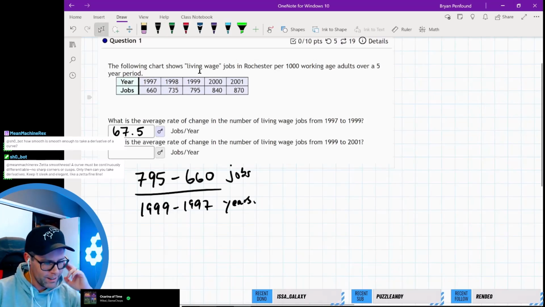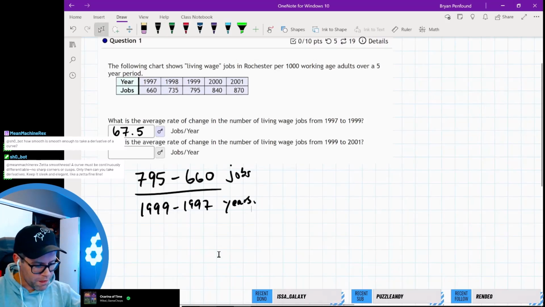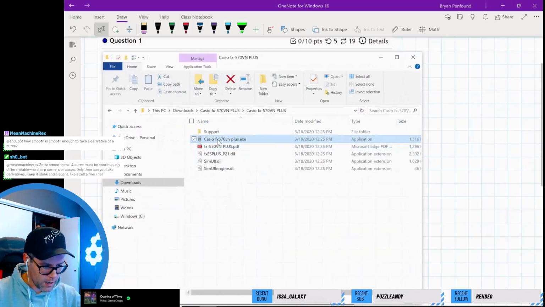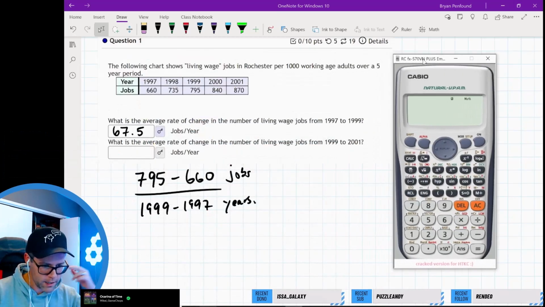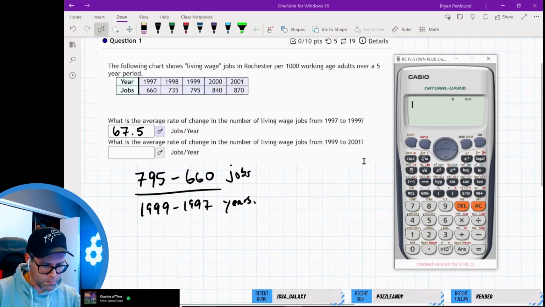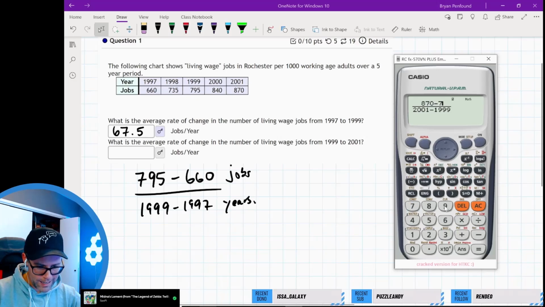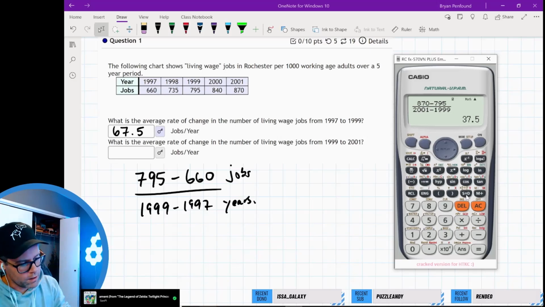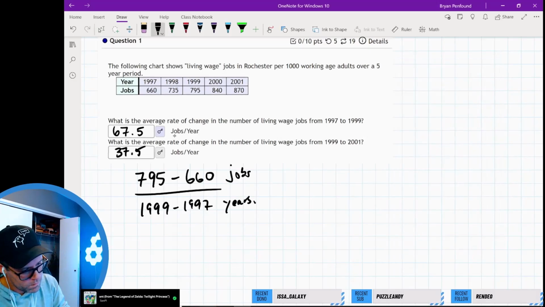That's all I know. So we should get jobs per year when we do this. And I think we just do the same thing in the second case as well. I don't think there's any fanciness happening here. If we're going to go from 2001 to 1999, we'll take those years in the denominator. What is it, 1999. And then on the top, we have 870, take away 795, right? That should be our average rate of change, and that should be 37.5 jobs per year.